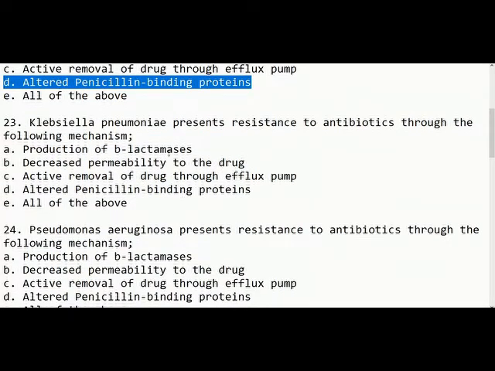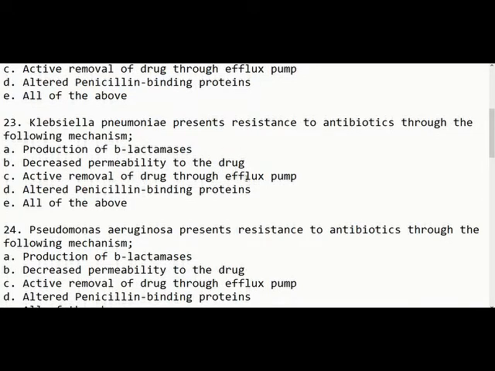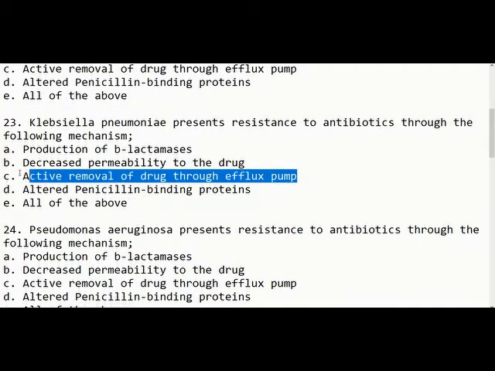Now the third MCQ in this set is Klebsiella pneumoniae presents resistance to antibiotics through the following mechanism: production of beta lactamases, decreased permeability to the drug, active removal of drug through efflux pump, altered penicillin binding proteins, all of the above. So in this case the correct option is active removal of drug through efflux pump. Actually Klebsiella pneumoniae presents resistance to antibiotics through the mechanism of active removal of drug through efflux pump. This mechanism is specific to Klebsiella pneumoniae, so we have to actually remember this by heart.